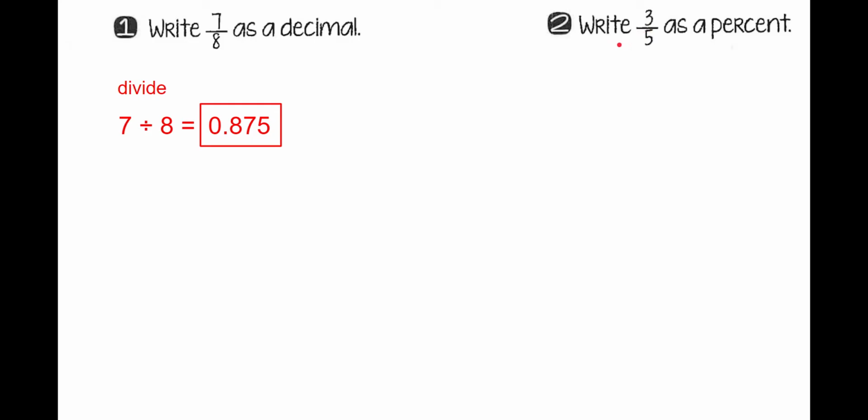Next, we are going to convert this fraction into a percent. Now, to do so, you need to start off with the same step. Turn it into a decimal first. So divide 3/5, 3 divided by 5, and you're going to end up with 0.6. Now from here, you can turn it into a percent.